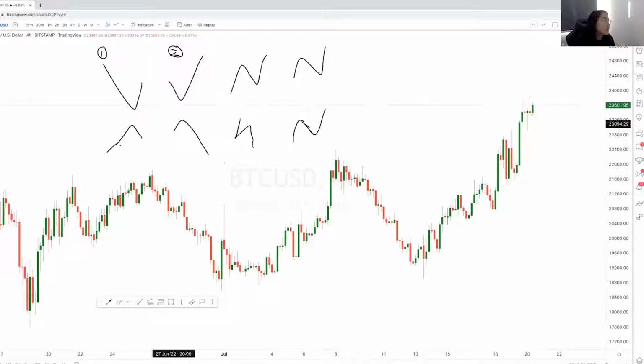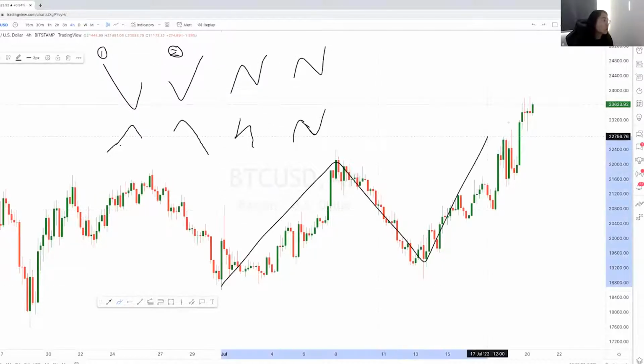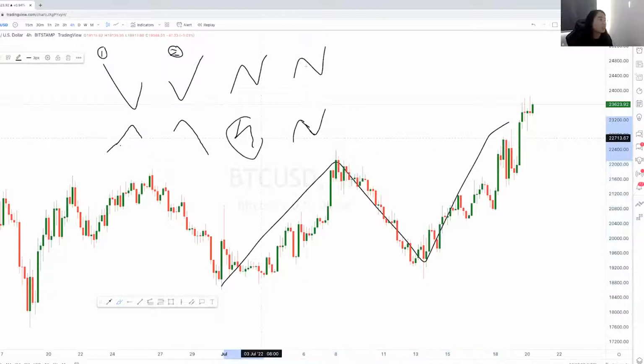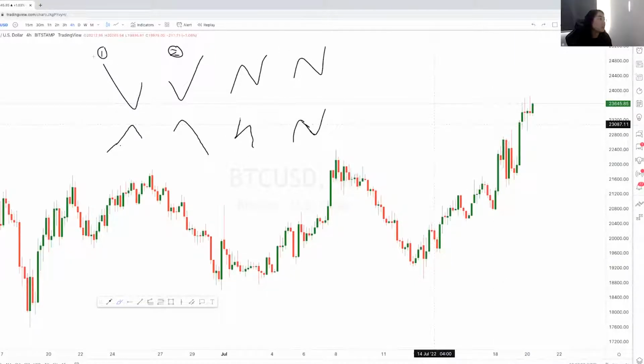It can be inverse. The other one is the Fibonacci expansion, which we have here on the chart. It kind of looks like an N, or it can be inverse. And the other one is Fibonacci projection, also an N pattern or a zigzag pattern, and it can be inverse as well.